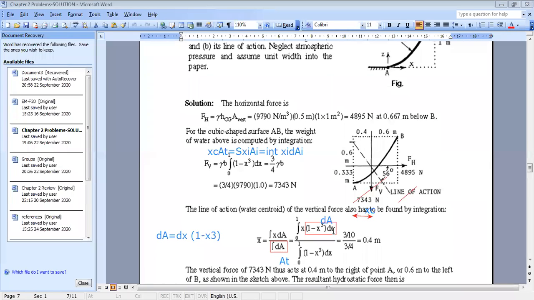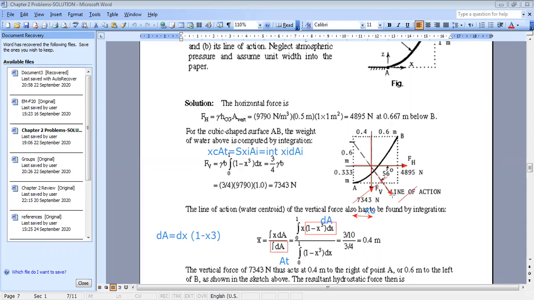Very good. Now, once you find f vertical and f horizontal, you can find the resultant force. Because look at this figure. You know that f vertical is at 0.4 meter from A, because we got that x centroid is 0.4. So you are sure that f vertical is along this line. And you know that f horizontal is at 0.333 meters from A, which is 1 over 3. So this is f horizontal. And you have found magnitudes of fh and f vertical. So now you can compute what?